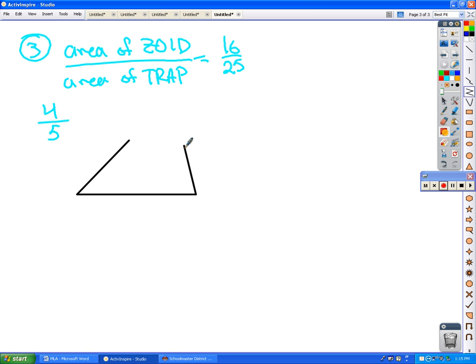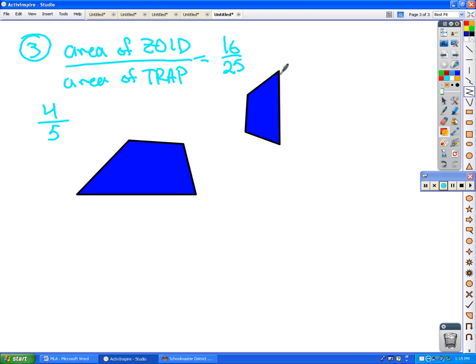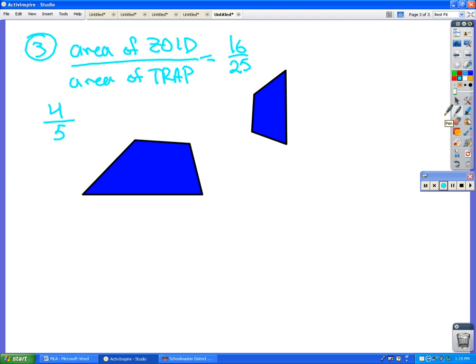So let me draw this little trapezoid there. And then they're trying to freak you out by making this one go sideways. Ooh, so confusing. Like that. Okay? So this is trapezoid trap. And this is trapezoid load.